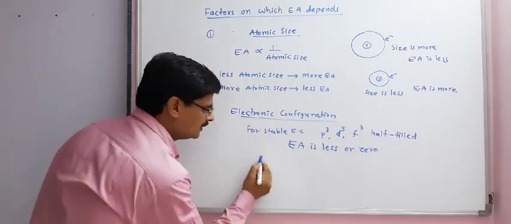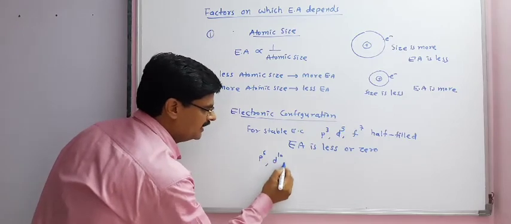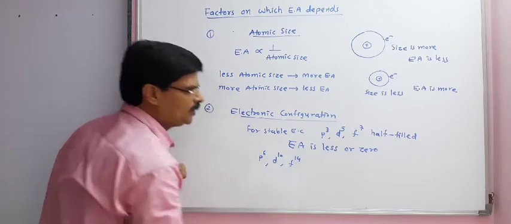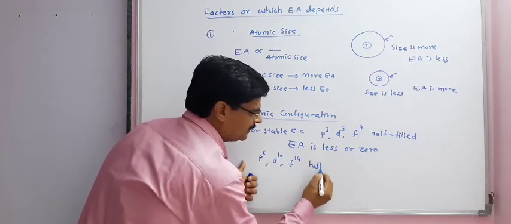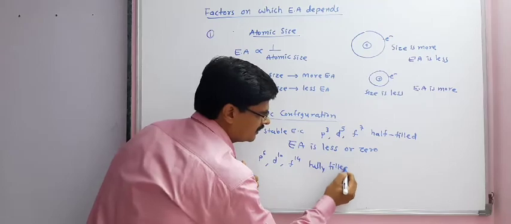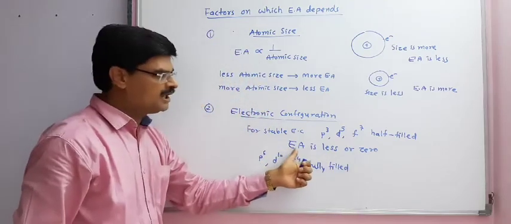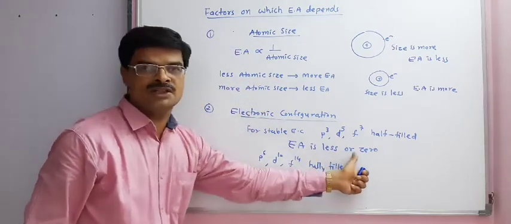If p6, d10 and f14 electronic configuration is present, then it is fully filled. In this case also, electron affinity is less or 0.